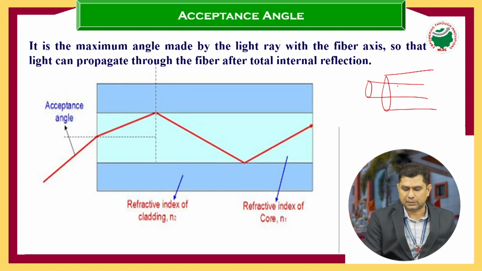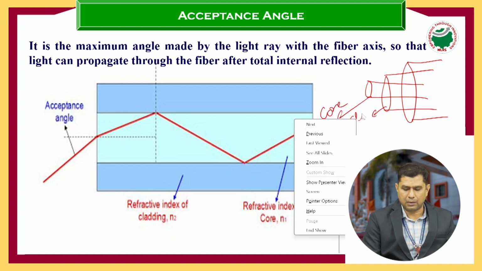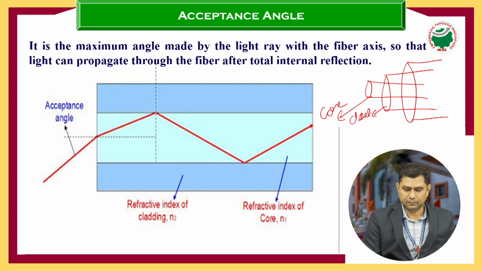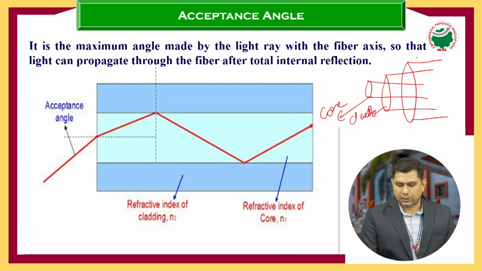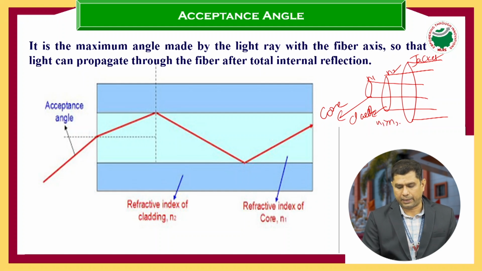The central part is called the core, and the core is surrounded by a medium called the clad, and the clad is surrounded by an outer jacket. The outer jacket gives only mechanical protection. The refractive index of the core I will take as N1, and the refractive index of the clad as N2. N1 is greater than N2. What is the meaning of it? Core is the denser medium, clad is the rarer medium.